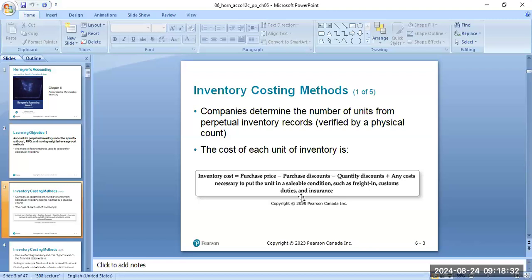Now for the cost of each inventory item, the inventory cost will be equal to the purchase price, minus purchase discount, minus any other discounts, plus freighting, plus custom duties, plus insurance. That's going to give us the cost of the inventory.